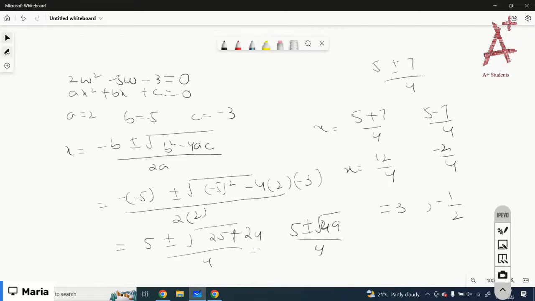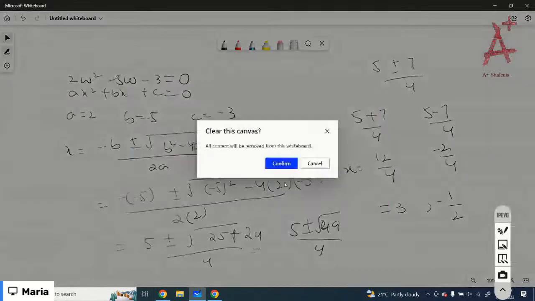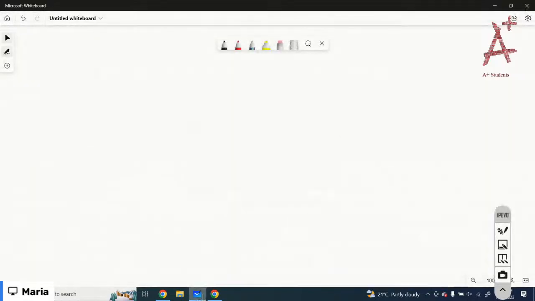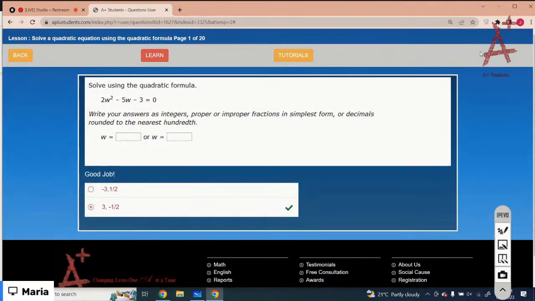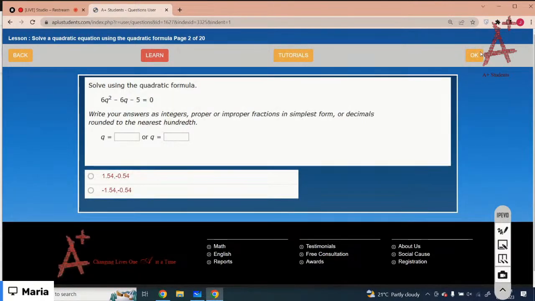Let's just do another example. So you have 3 and negative 1 over 2, I think. Yes, it is 3 and negative 1 over 2. Okay, 6q square minus 6q minus 5.